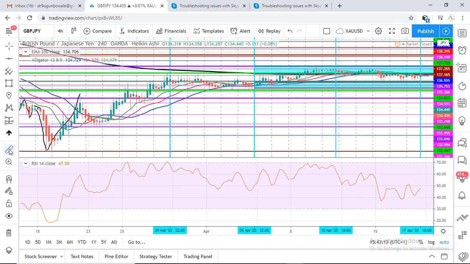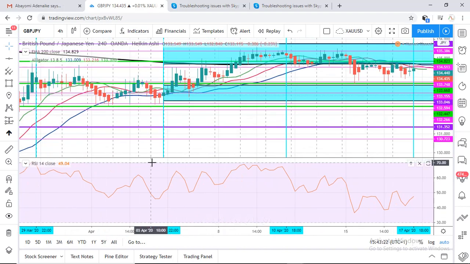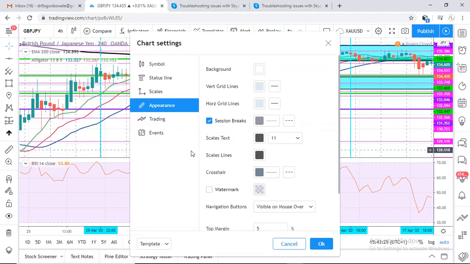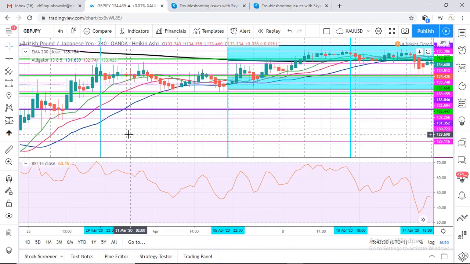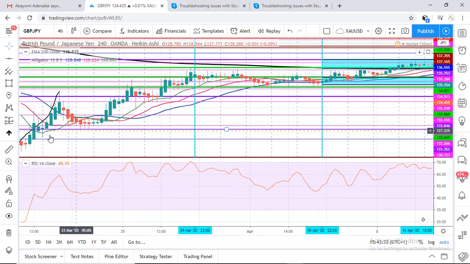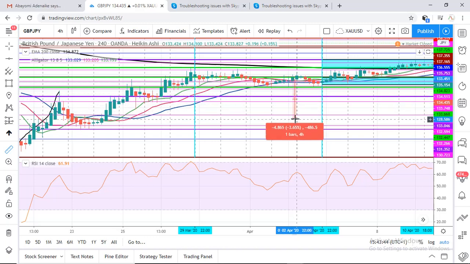Let me see what we would have had. Let me enlarge a bit. We had about 650 pips or thereabouts. Let me see. Probably at this point is where it touched it, then back to where it crossed. So that's about 500 pips. We would have had about 500 pips, but I think we still had about 600 or 650 pips.